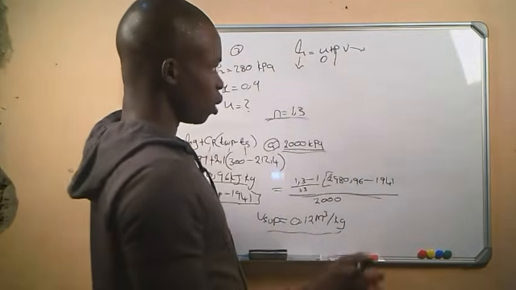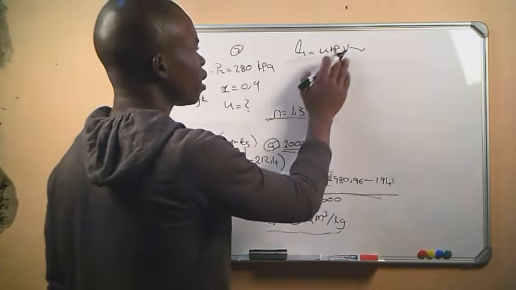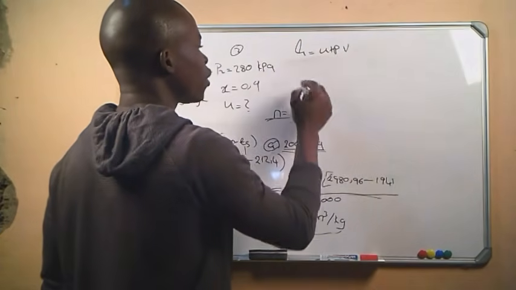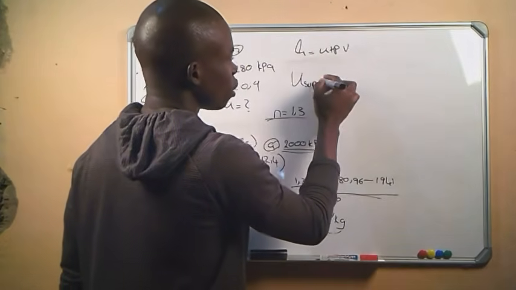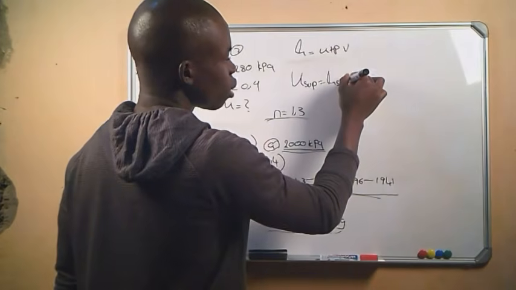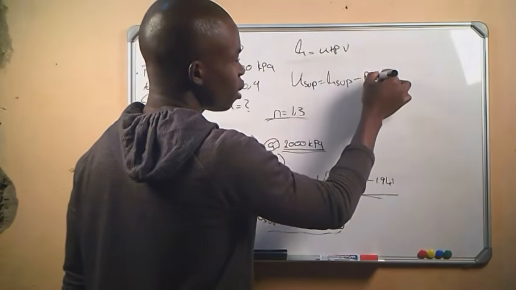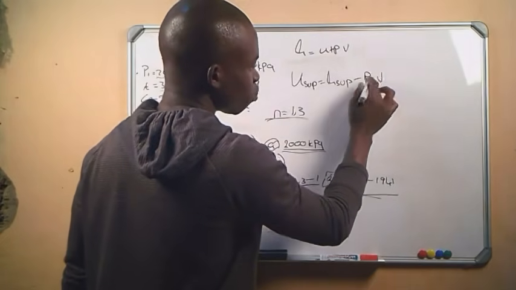And then we are looking for U. Now we have everything. We can go ahead and make U the subject of the formula. Let's say it's U sup, and then we have H sup minus PV, that's also V sup.